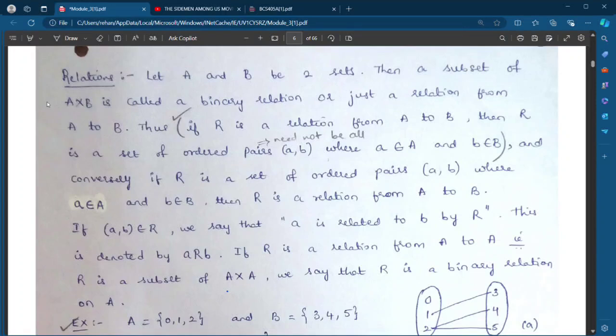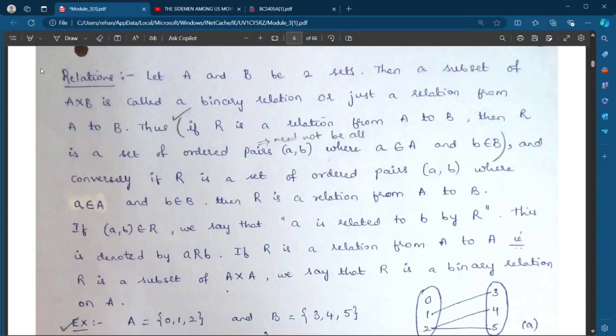So last part I left at this topic. We were about to start the relation. Okay, so let us start with the definition. Let A and B be two sets. A is a set and B is a set. Then a subset of A cross B is called a binary relation, or just a relation, from A to B.